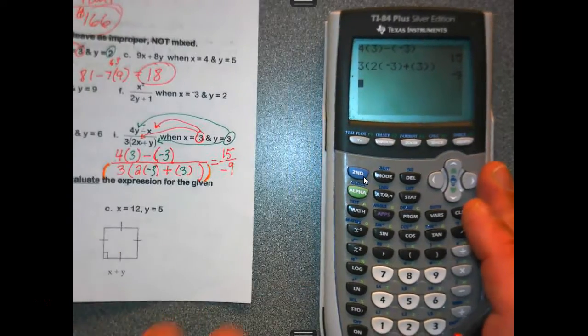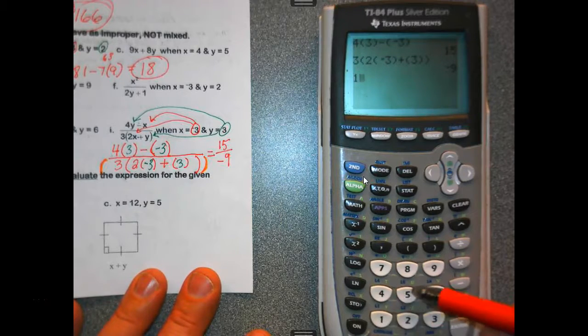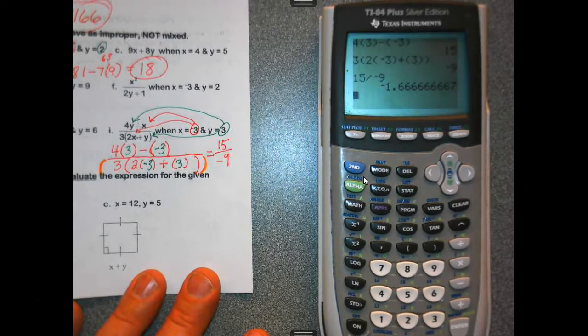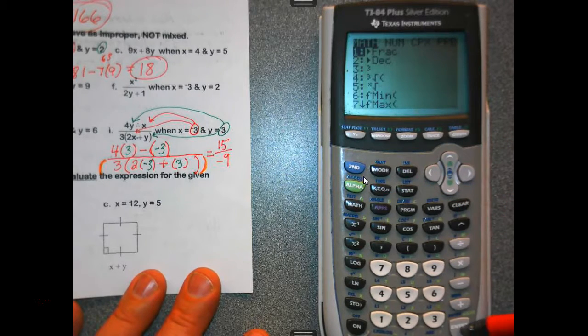All right, this is how you do it in your calculator. Put that fraction in. 15 divided by -9. Hit enter, so you get a decimal, and then hit your math button and enter. I get -5/3. It does it for you.